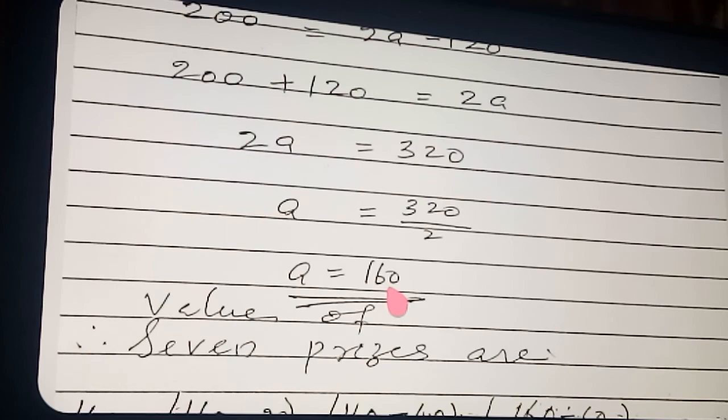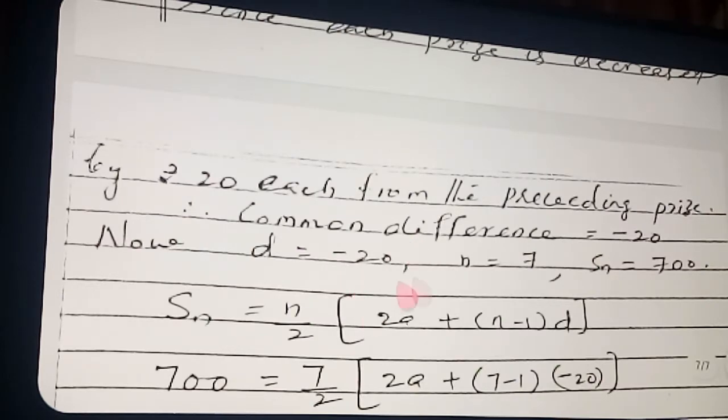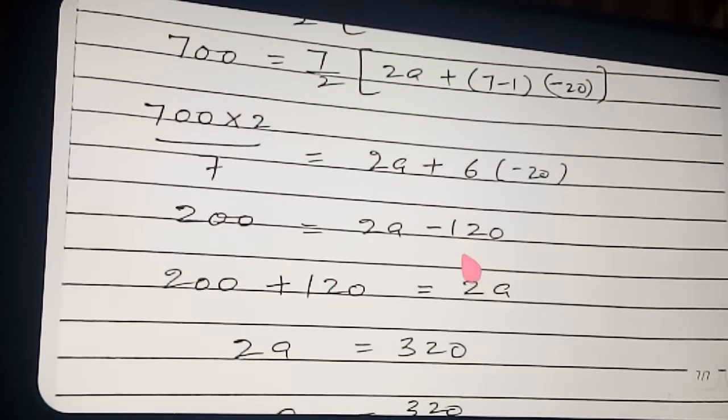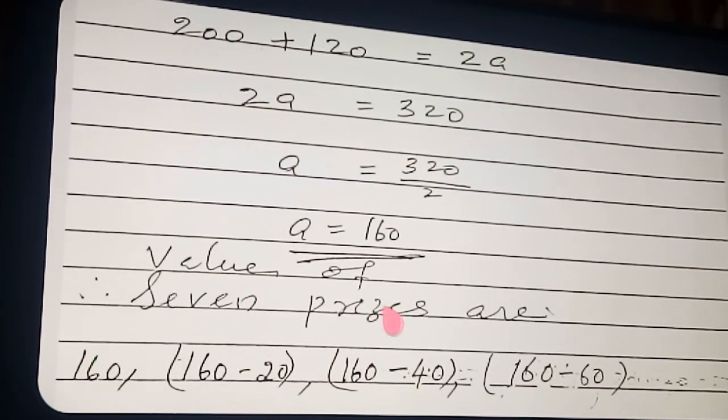a is equal to 160. This is your question: knowing the first price, only then can you find the remaining prices. In previous sums we found n, but that is not your question here. How many prices is already given, Sn is given and d is given. Here also be careful with d. So a is 160.